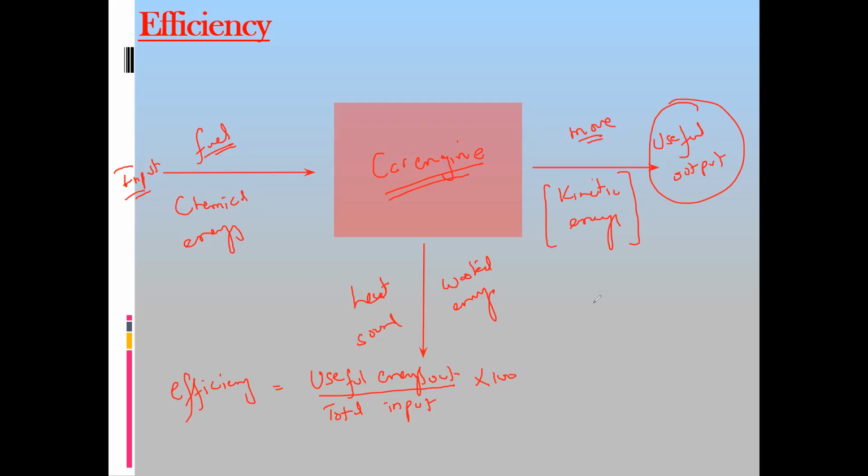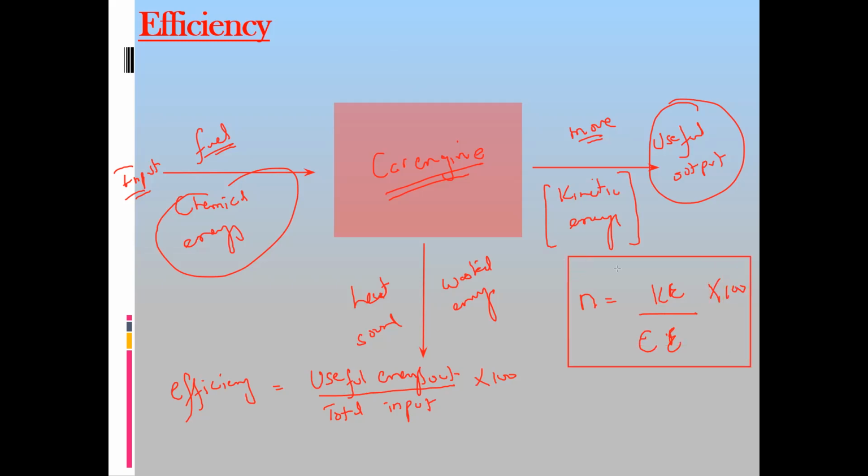Kinetic is a useful output, so efficiency is denoted by η. It will be equal to kinetic energy divided by the total input. What is the total input? Because it is taking chemical energy, so divided by chemical energy into 100. So if you want to find the efficiency of the car engine, the useful energy is kinetic, and the total energy which it is taking is chemical, into 100.